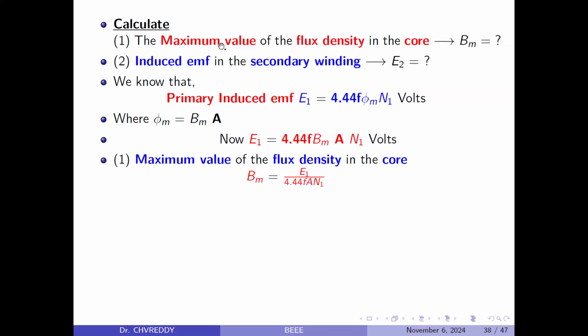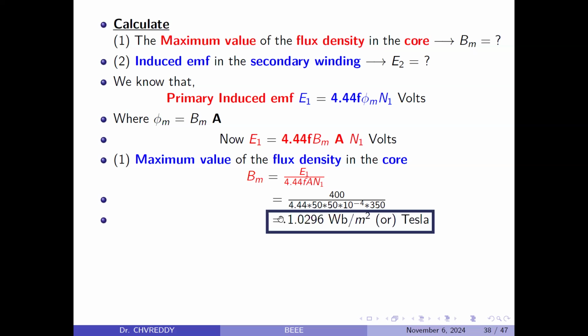The first one they are asking is the maximum value of the flux density in the core, that is Bm equal to E1 divided by 4.44 F into A into N1. So E1 value, that is 400, divided by 4.44, F value, supply frequency, that is 50, A value, that is 50 into 10 to the power of minus 4, and N1 value, that is 350. So now the Bm value is 1.0296 Weber per meter square or Tesla. This is the maximum value of the flux density in the core.